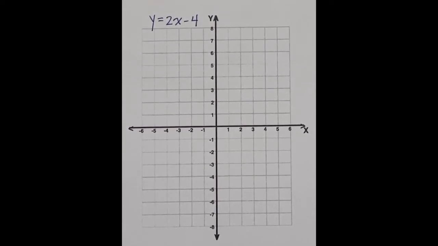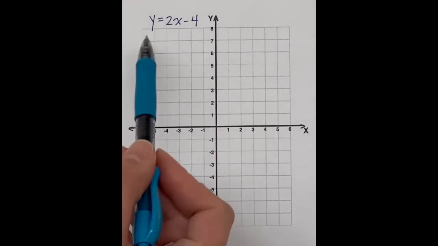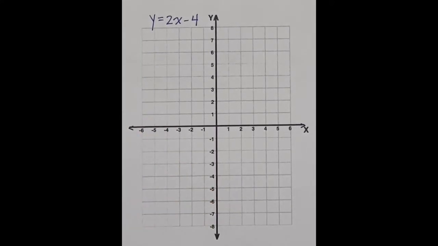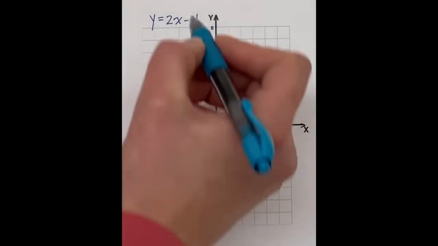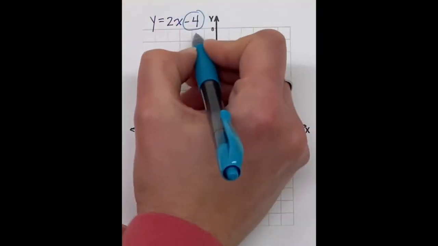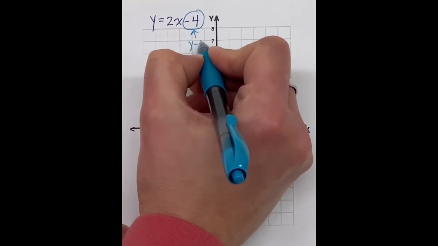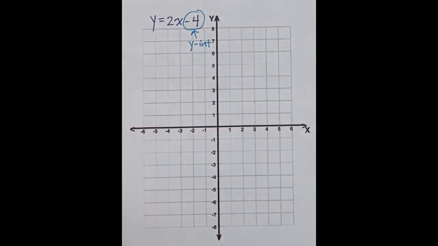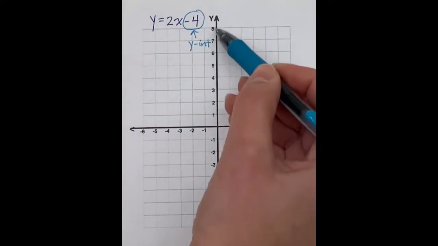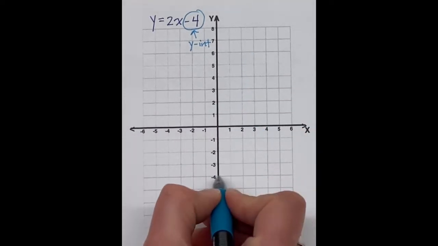Today we're going to be graphing an equation when it is in slope-intercept form. So the equation y = 2x - 4 is in slope-intercept form. The plain old constant of -4, that is your y-intercept. So you're going to plot that first. You're going to put that on the y-axis at that number of -4.